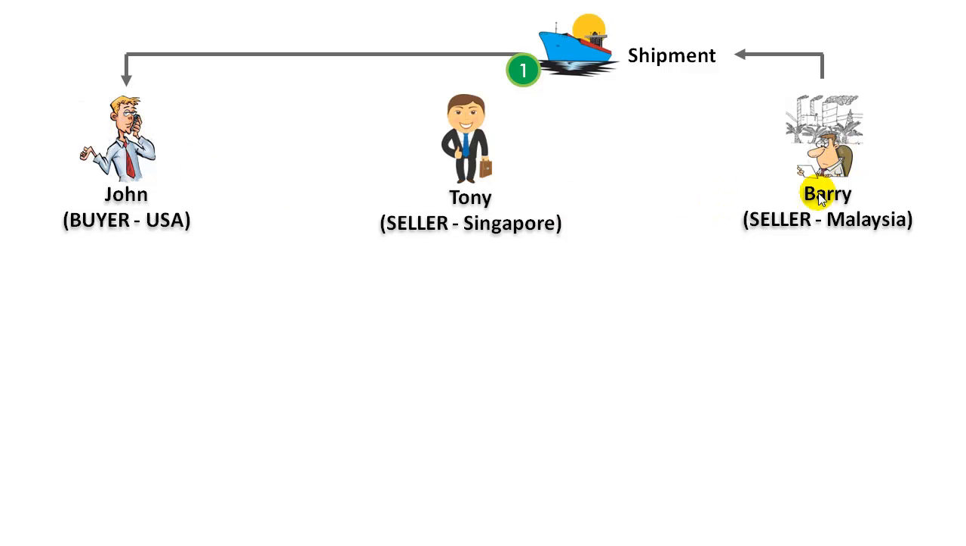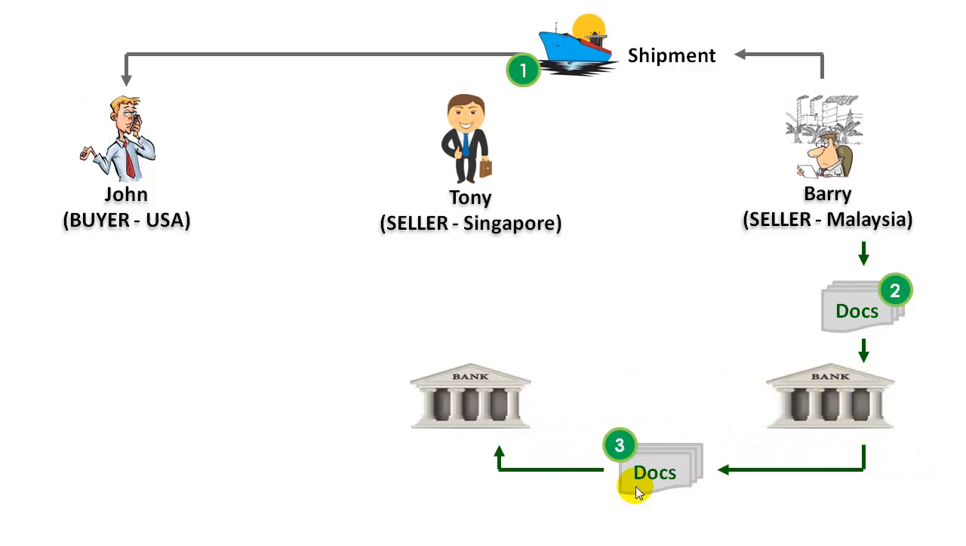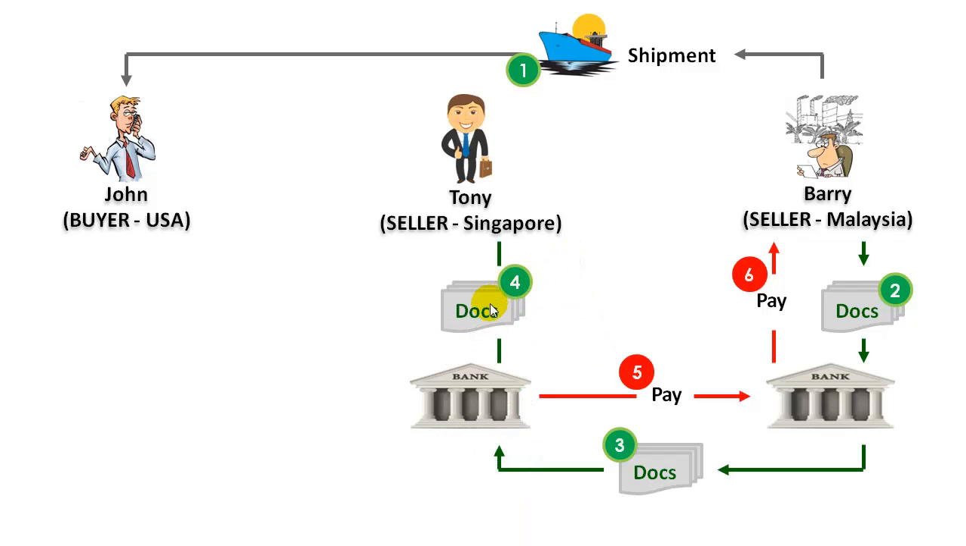Barry then presents the related documents to his bank. Next, his bank will present the documents to the back-to-back LC issuing bank in Singapore. Once the documents are received and found to be in compliance, the back-to-back LC issuing bank will pay the presenting bank and Barry will get paid. The back-to-back LC issuing bank will notify Tony of the arrival of the documents.